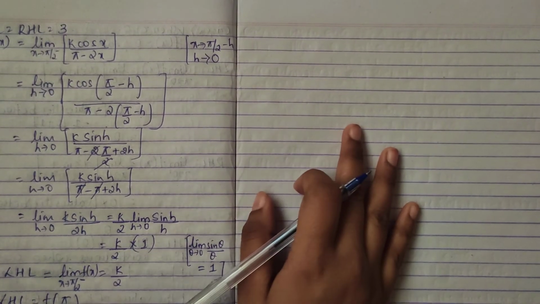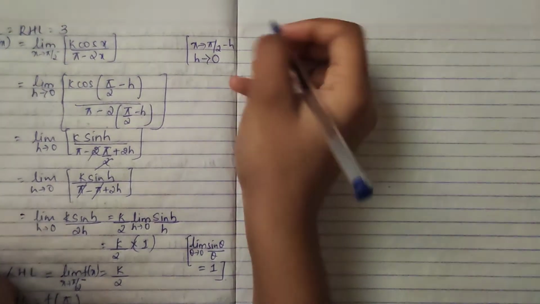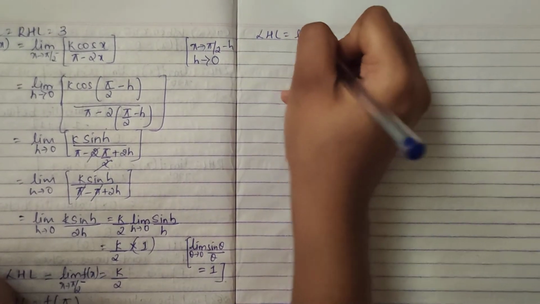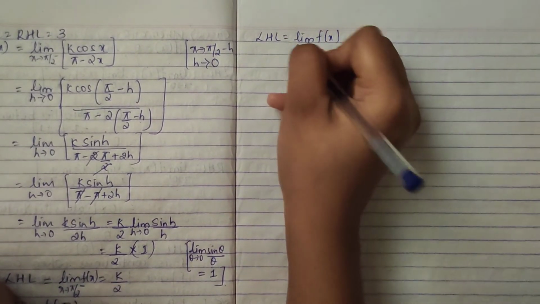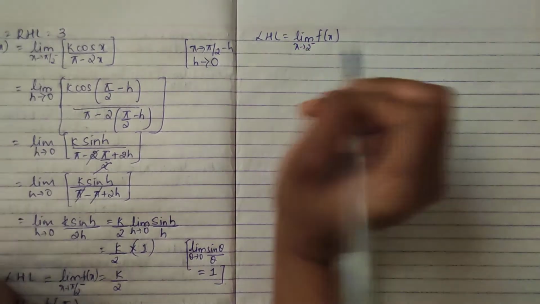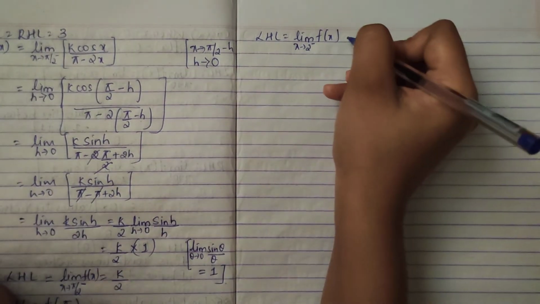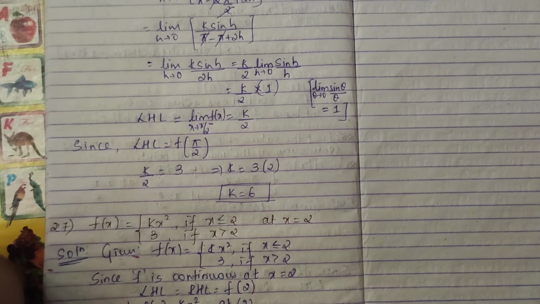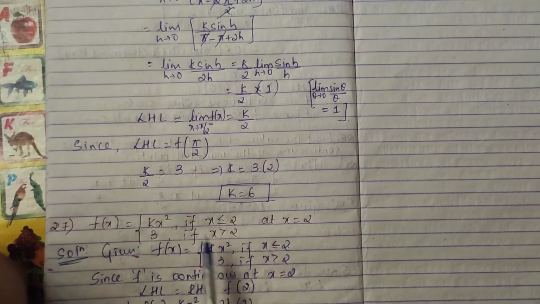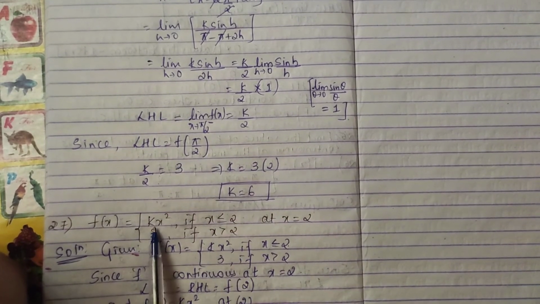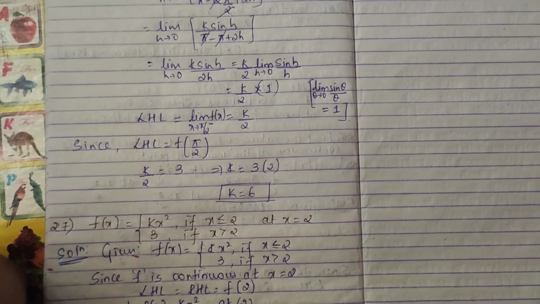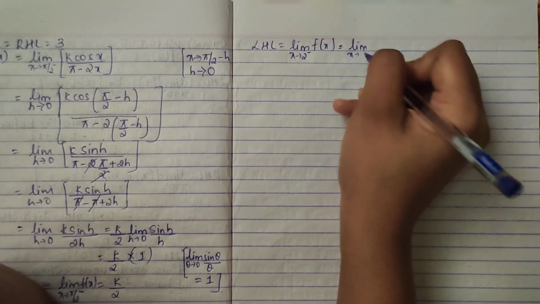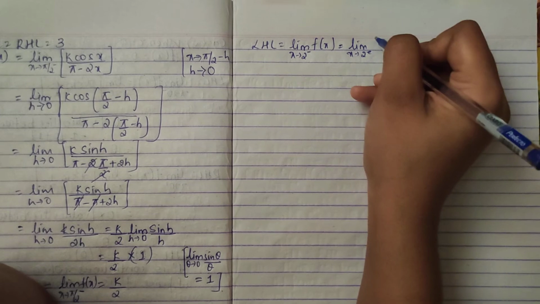So, now we will see our LHL. LHL means limit f of x as x tends to 2 minus. X tends to 2 minus means less than, right? Our x less than 2 is in which condition? It is the first condition, x less than 2, and our f of x is kx square. So, I will write limit as x tends to 2, f of x is kx square.